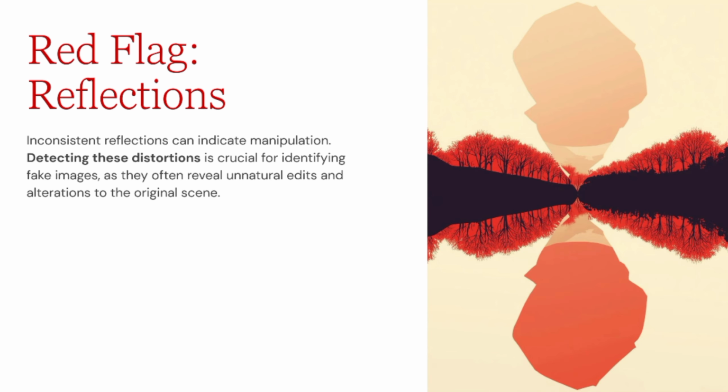Reflections can reveal hidden clues. Mirrors, windows, or shiny surfaces should reflect objects accurately. If reflections are missing, distorted, or inconsistent, they may expose digital manipulation.